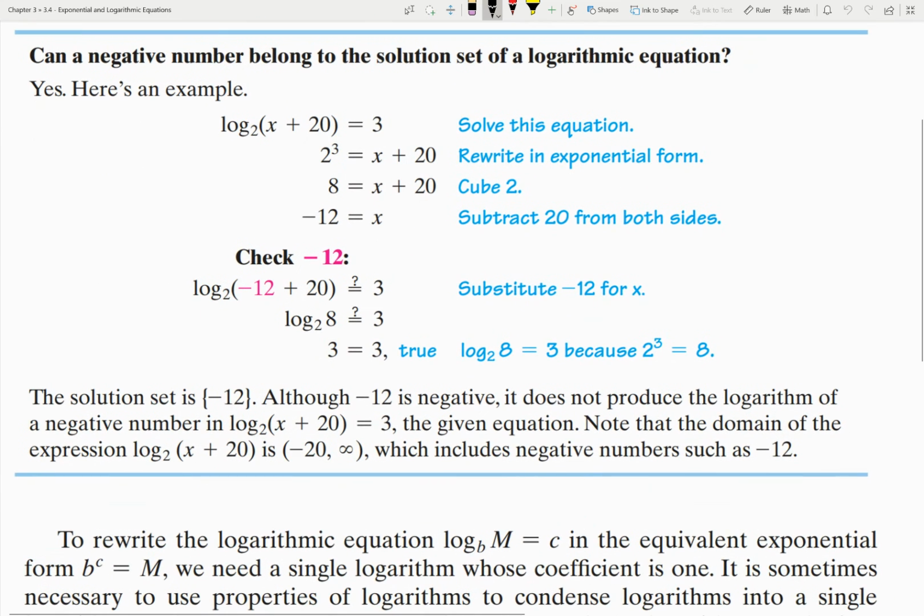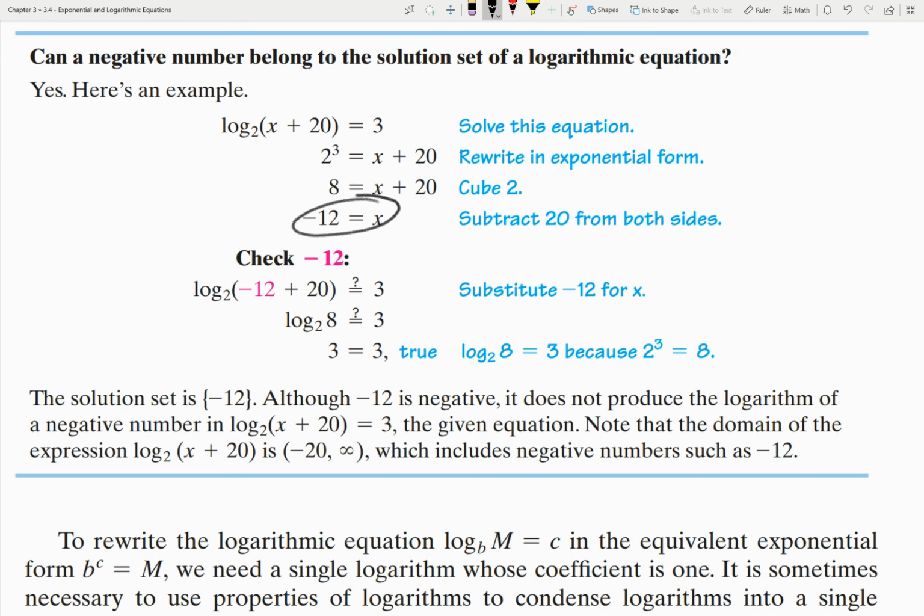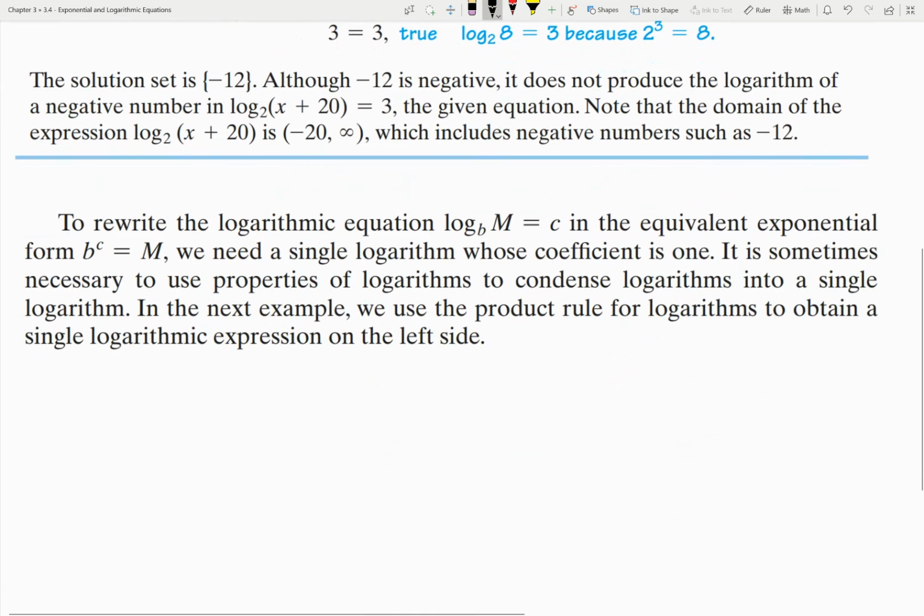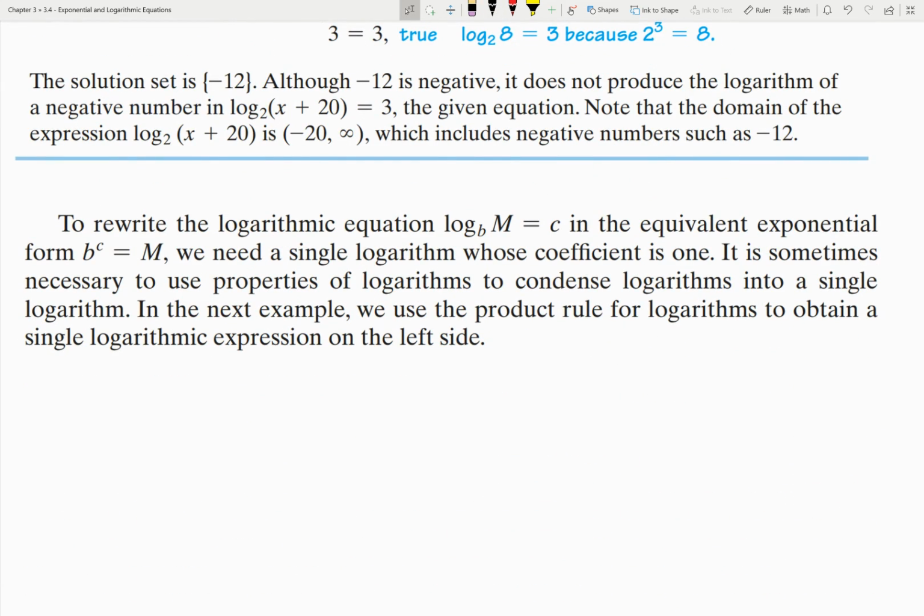It's possible for your answer to be negative. If the answer to this logarithm was negative 12, that's okay because it doesn't make the inside of the logarithm negative. It makes it 8. So even though the solution is negative, it does not mean the solution is an extraneous solution. To rewrite logarithmic expressions in the equivalent exponential form, we also need a single logarithm whose coefficient is 1.